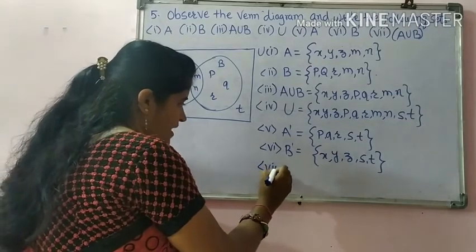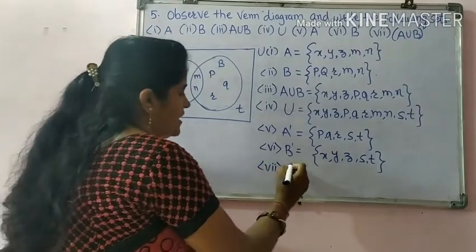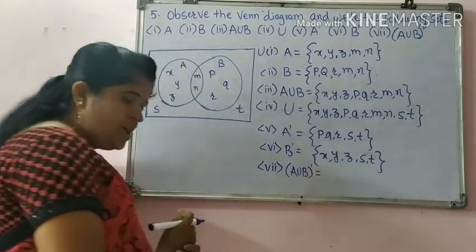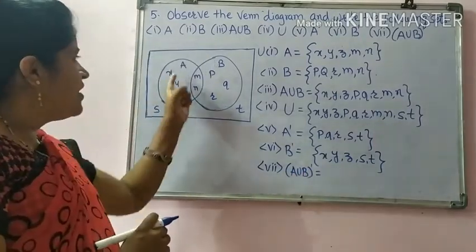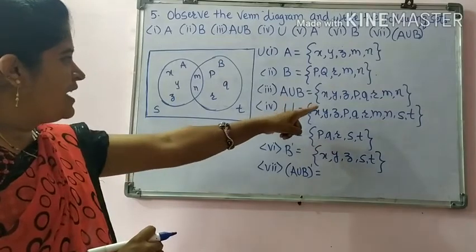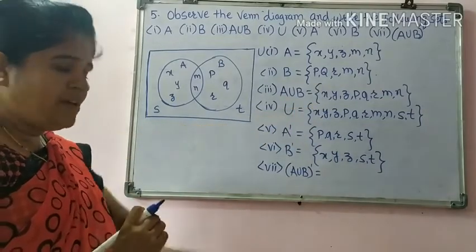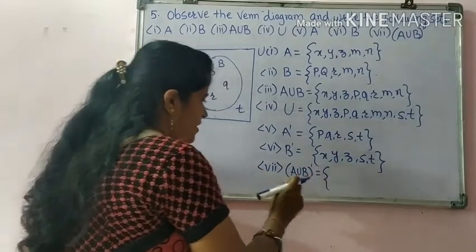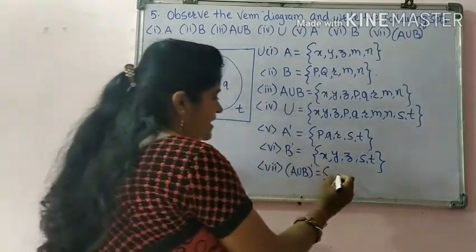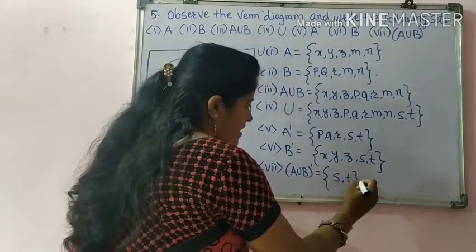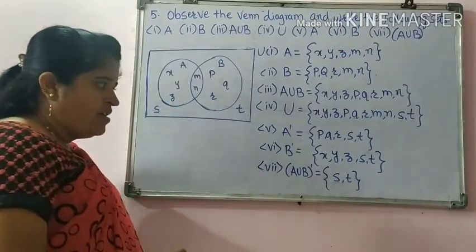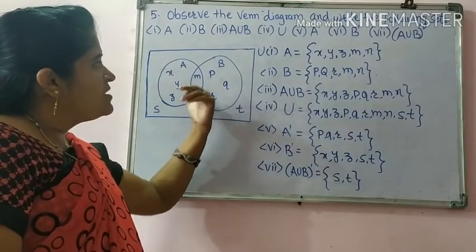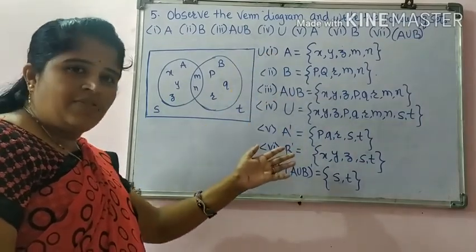And the last one, the seventh, is A union B dash. These are all the elements of A union B: X, Y, Z, P, Q, R, M and N. So only two elements will be there in the complement of A union B, that is S, T. So in this way, using Venn diagrams, we have written the given sets.